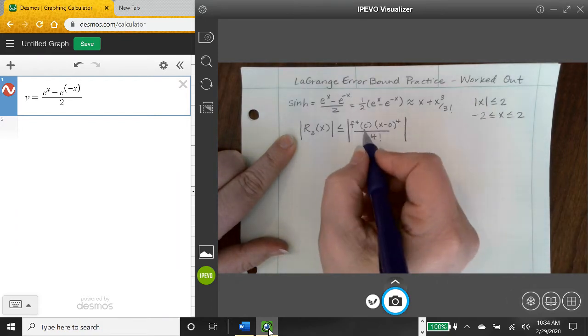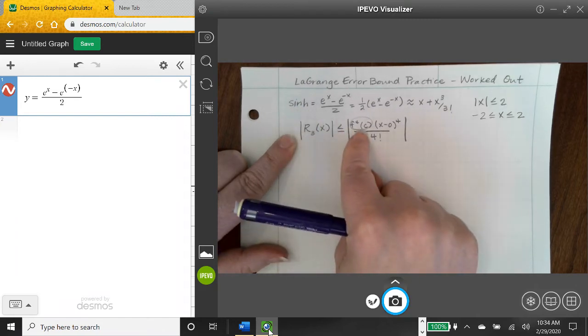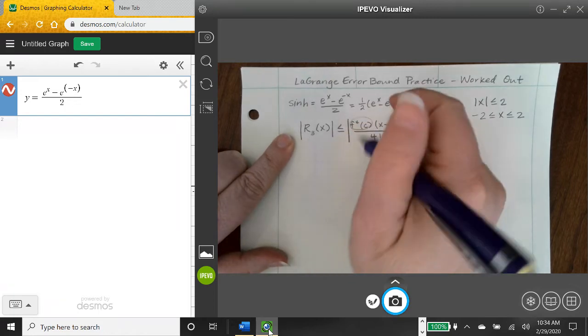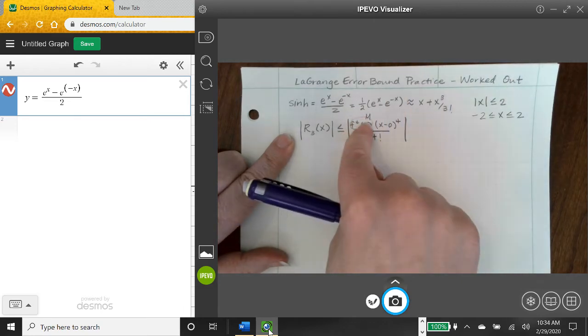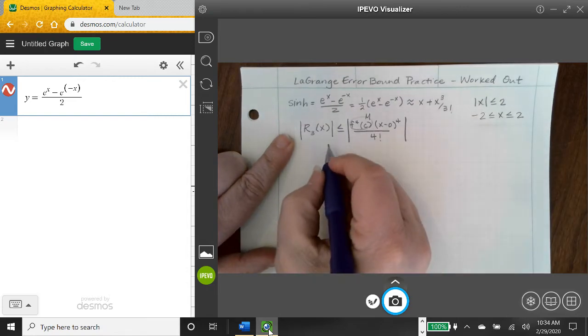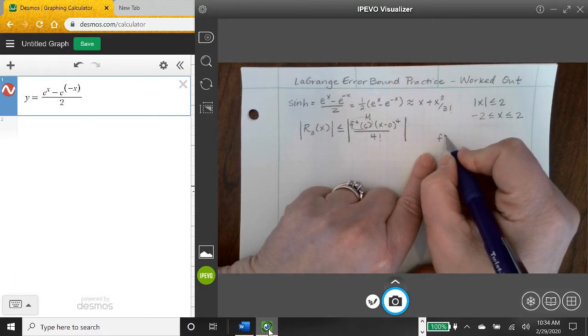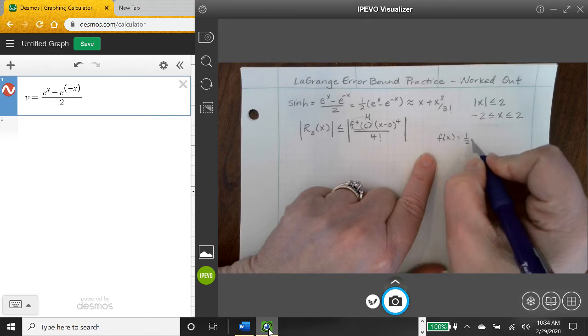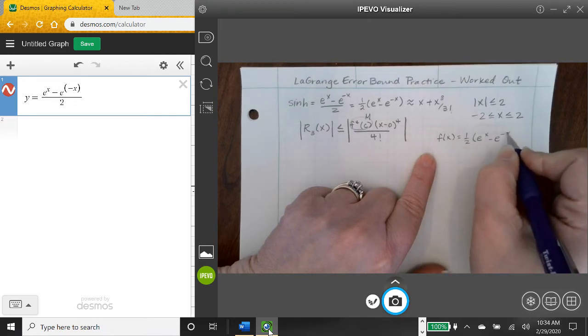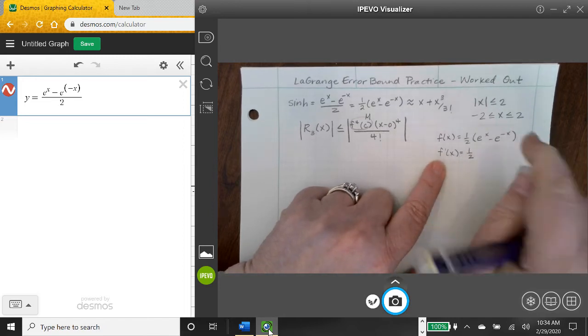Now, Lagrange said this function here, this fourth derivative of sinh, is a function in its own right and might have some error consideration that is a maximum. So we use the maximum of this function in the interval between -2 and 2. So in order to consider that, I need to find the fourth derivative. So f of x is equal to 1/2 e to the x minus e to the negative x, excuse me. And you'll see now why I wrote it this way, because the constant just goes along for the ride.